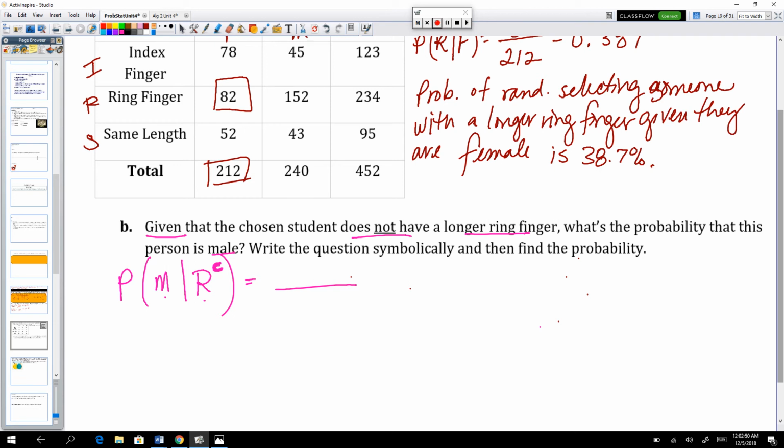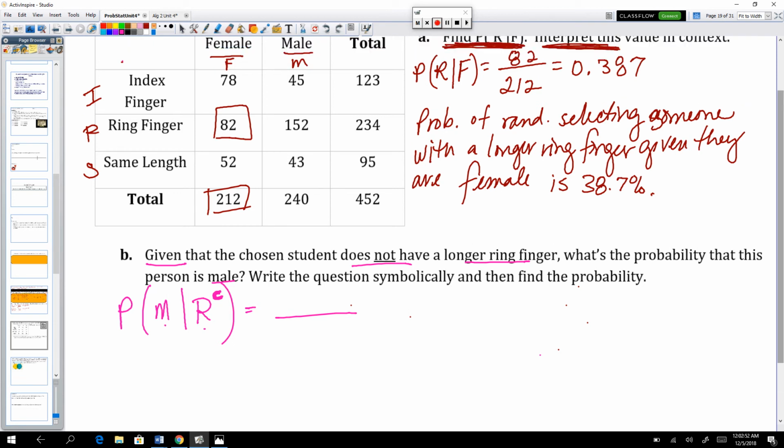So the total people that don't have a longer ring finger is found here and here, right? 123 plus 95 are the total people who do not have a longer ring finger. So given that those are the subset of people we're looking at in the room, where are the males in that scenario? Here are some of them, and here are some of them. So 45 plus 43. Okay?